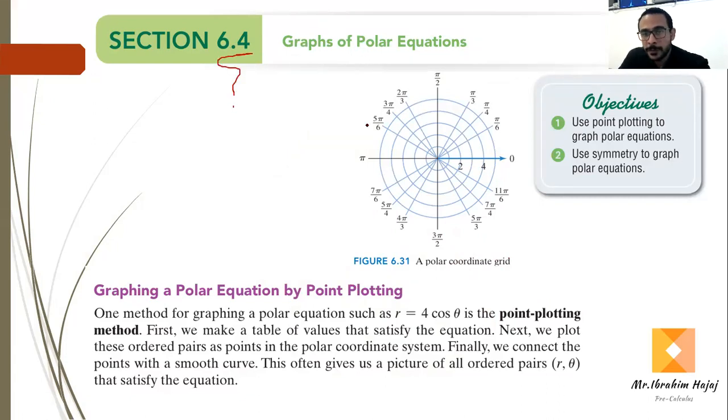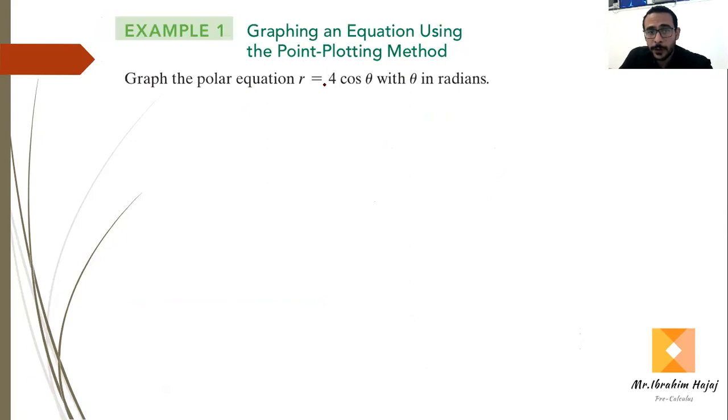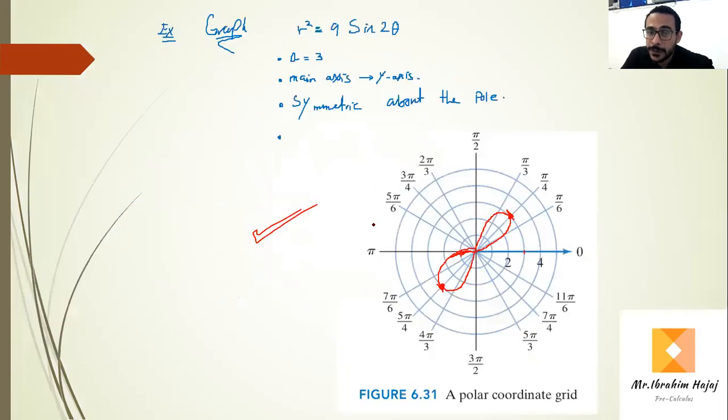According to the book: graphs of polar equations. Let's graph the polar equation r equals 4 cosine theta with theta in radians. Yes. Who can do it, guys? And which kind of equations do we have? Roses, circle, line, limaçons, curves, lemniscates, curves. Who can tell me? Yeah, guys? R equals 4 cosine theta. Roses? Yes. Okay, let's move back and check if it's roses or not.